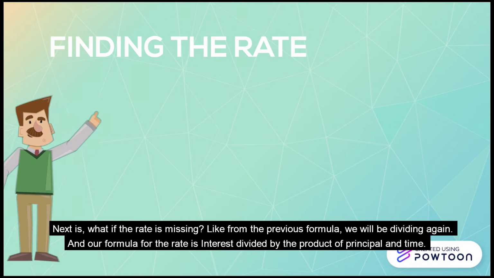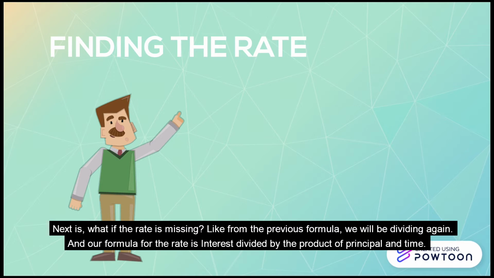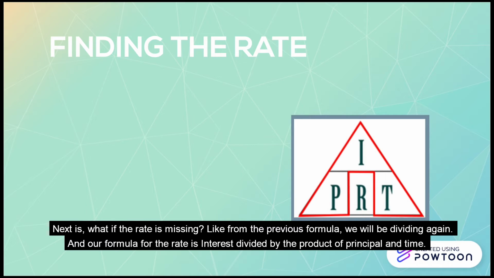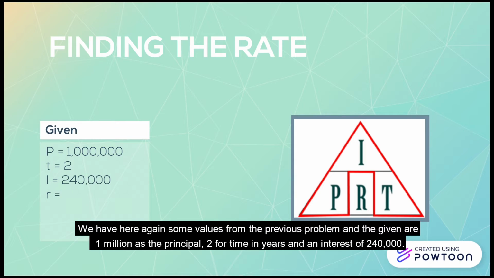Next is, what if the rate is missing? Like the previous formula, we will be dividing again, and our formula for the rate is interest divided by the product of principal and time. We have here again some values from the previous problem, and the givens are 1 million as the principal, 2 for time in years, and an interest of 240,000.